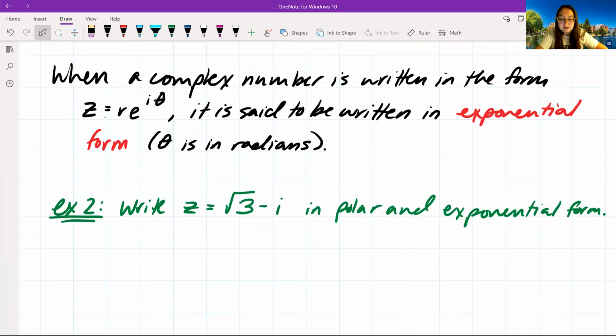When a complex number is written in the form z is equal to r times e to the power of i times theta, it is said to be written in exponential form, where theta in this case is always going to be in radians. So whenever you have an exponent e, you're in exponential form. Whenever you have anything in terms of r and theta, without any exponential form, that's polar form. And whenever you have x and y, that's your rectangular coordinates.